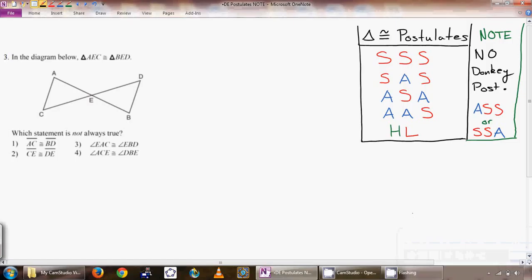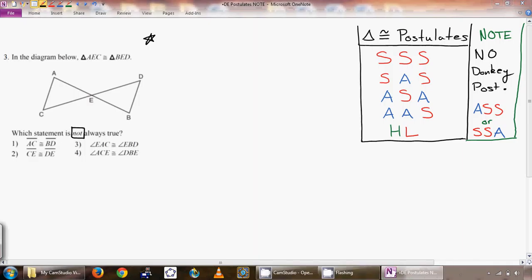All right, problem number 3. In the diagram below, triangle AEC is congruent to triangle BED. All right, that's very important. I'm going to kind of use that notation because I know that says something. Which statement is not always true? So not true, meaning that if it is congruent, that's not my answer.